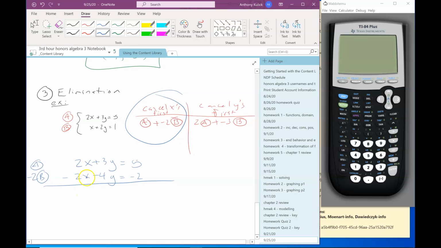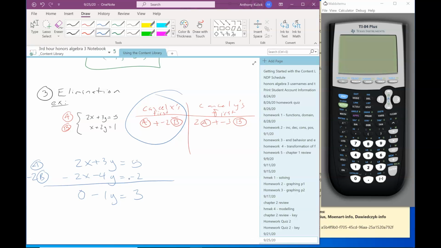Okay, so if we add down, all the x's cancel. We're left with -1y, excuse me, equals 3. Everybody's okay here? Yes, Joe. I'm just confused. So when it says cancel first, are you saying cancel x's first or cancel y's first? So it says 2a under cancel y's first.